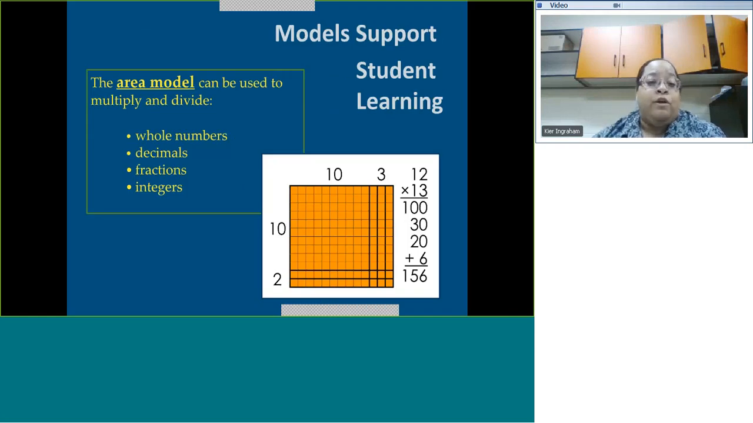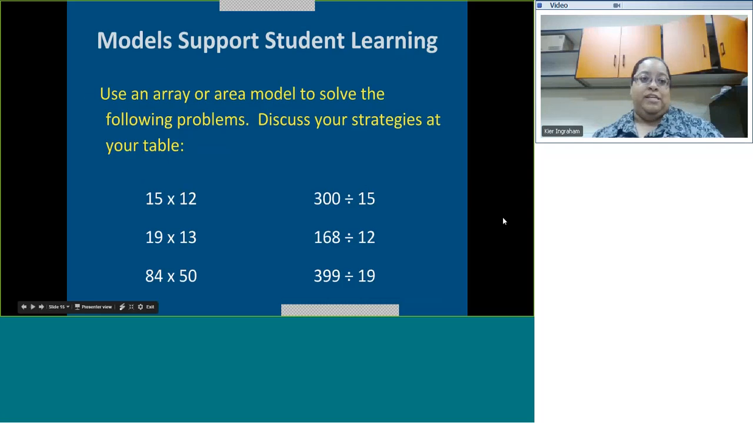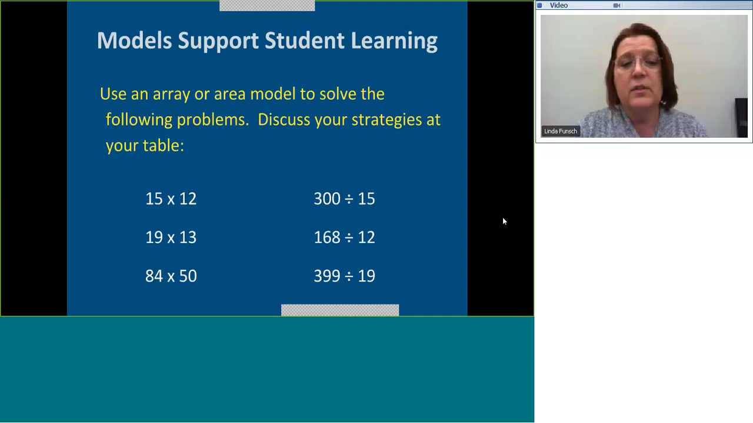Another model or another strategy is the area model and arrays that can be used for multiplying and dividing. And again, you can use this for your whole numbers, decimals, fractions, and integers. You know, I'll be honest, when the Common Core first came out and I saw that one of the fluency standards was that students should be able to multiply multi-digit numbers together mentally, I just thought, oh my gosh, you've got to be kidding. How can kids do these without paper and pencil? I just thought there's something missing here, and there absolutely was.